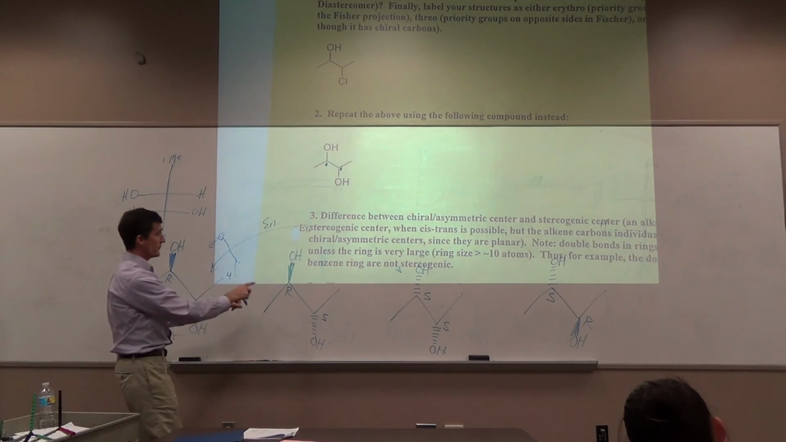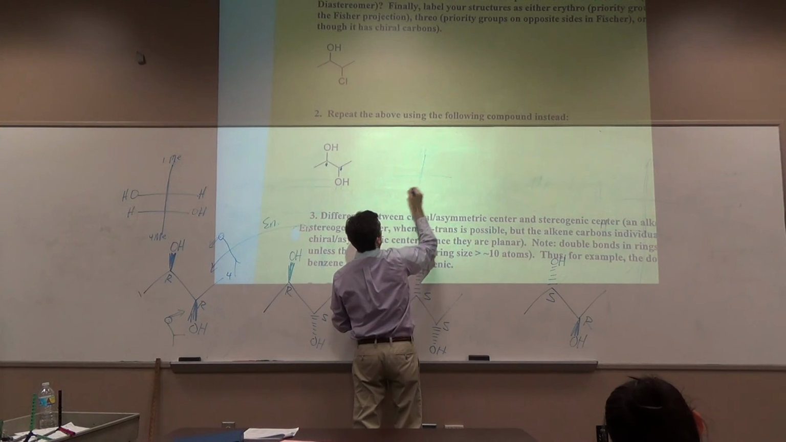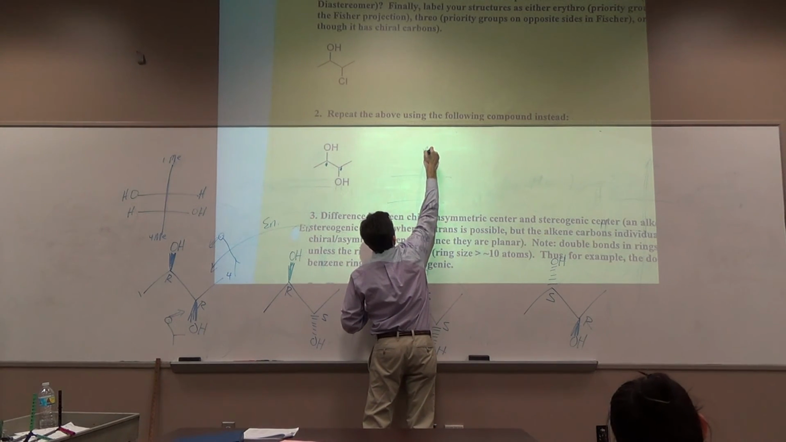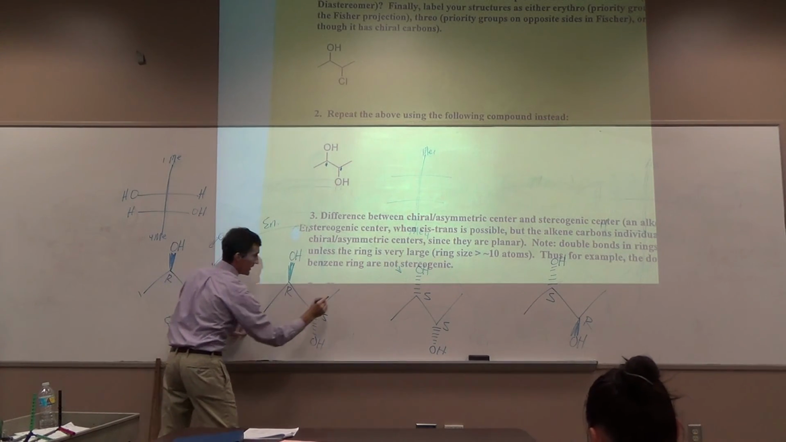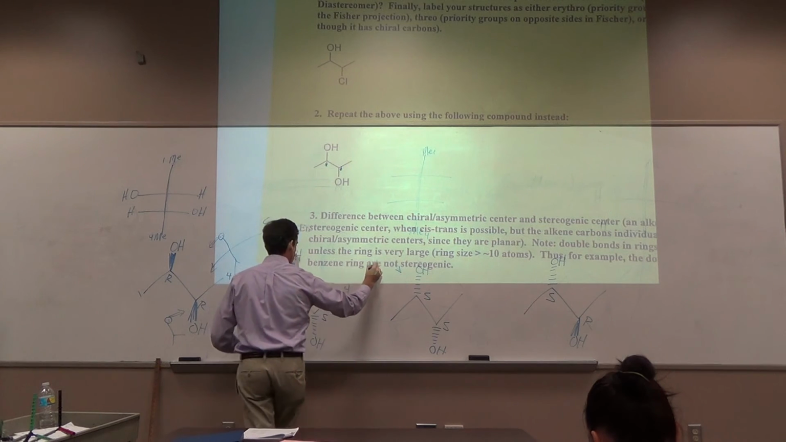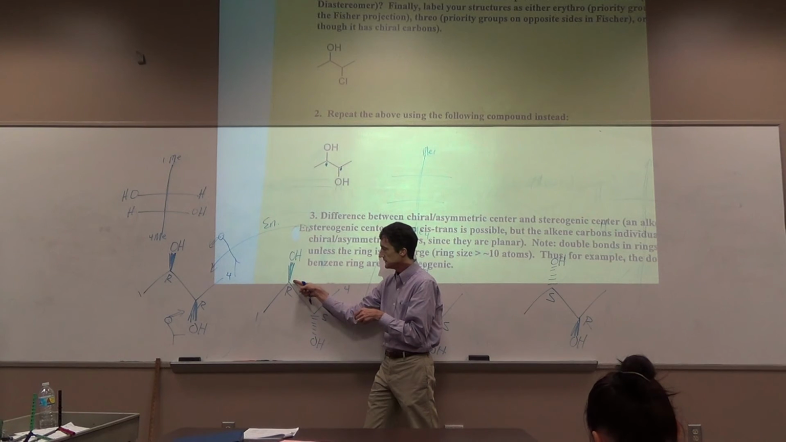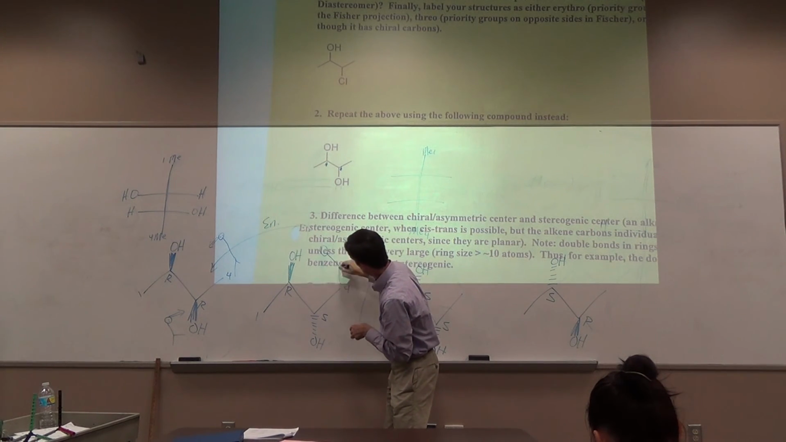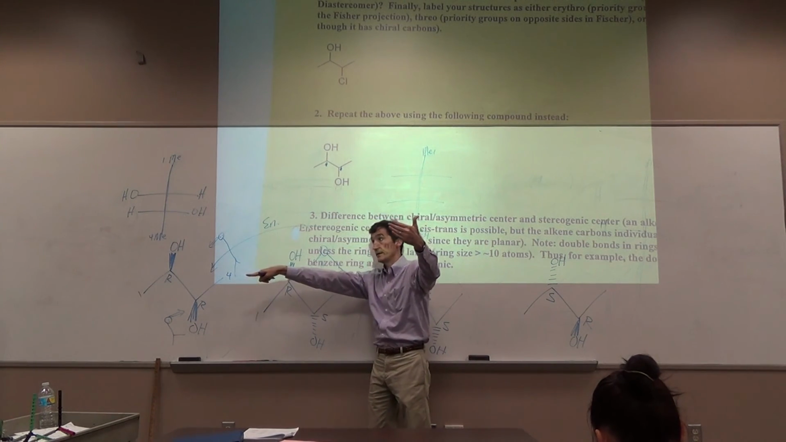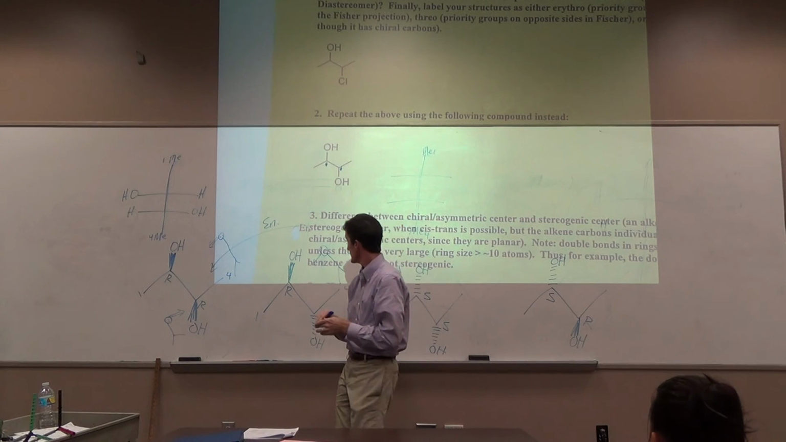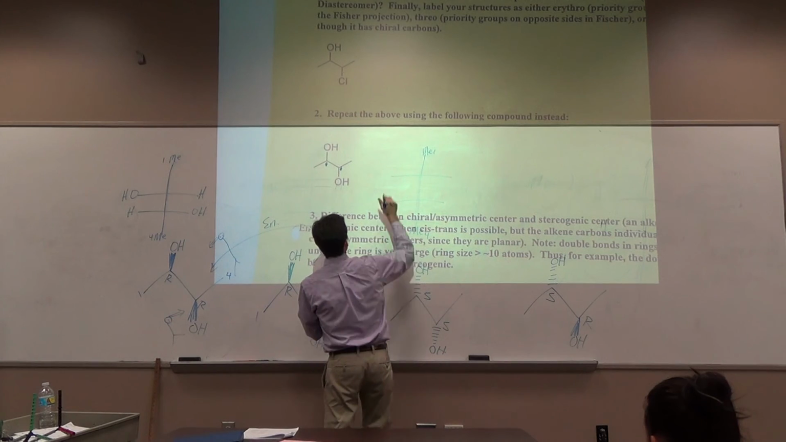So let's do the other one. Let's do this one. Methyl 1, methyl 4. We're going to call that methyl 1, that methyl 4. With methyl 1 going away, the OH is coming out towards you. Methyl is going away. It's on the left.